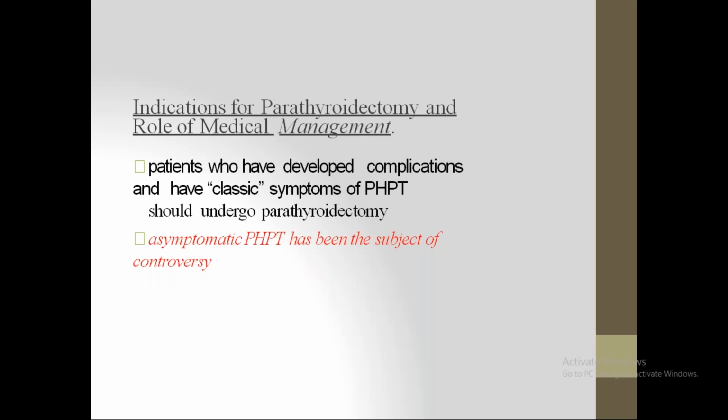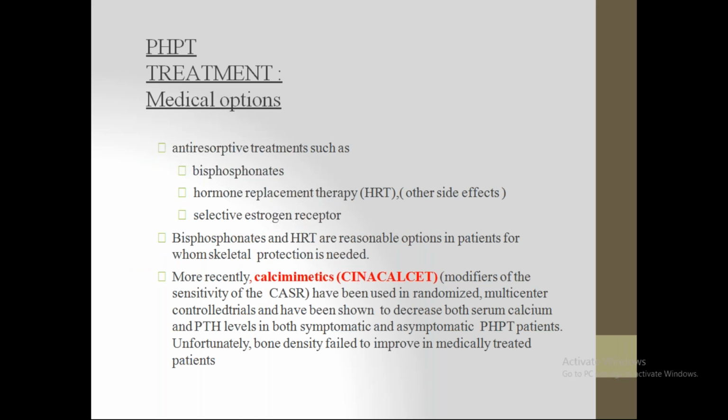Indications for parathyroidectomy and role of medical management. Patients who have developed complications and have classic symptoms should undergo parathyroidectomy. Asymptomatic people can be started on medical management or undergo surgery. There are a few criteria based on which an asymptomatic patient should undergo surgery. I'll tell you the criteria later.